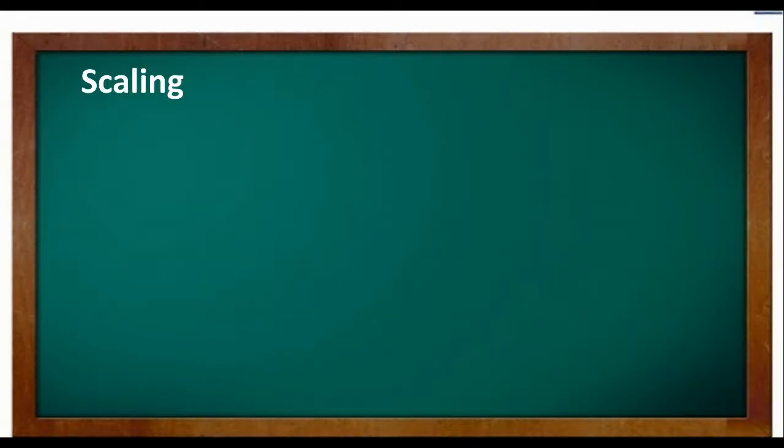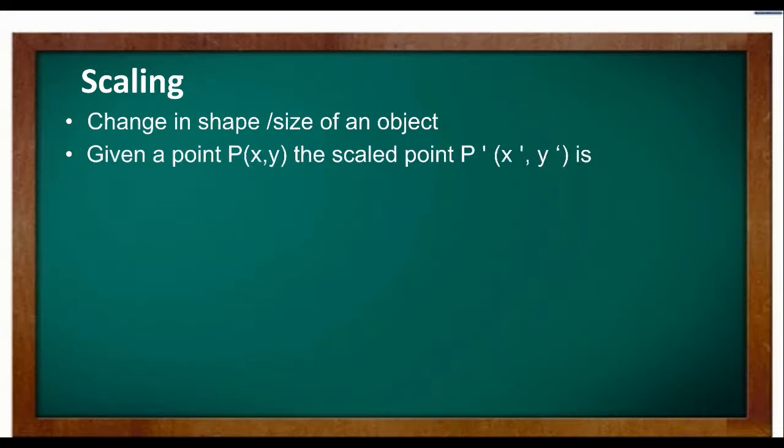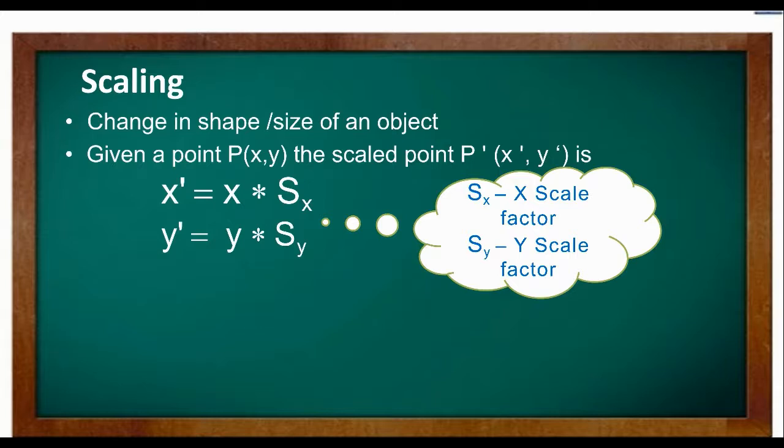The next transformation is scaling. Scaling can be defined as a change in shape or size of an object. So given a point P of x comma y, we can get the scaled point P dash of x dash, y dash by using the equation x dash is equal to x into sx and y dash is equal to y into sy, and we call sx the x scale factor and sy the y scale factor.